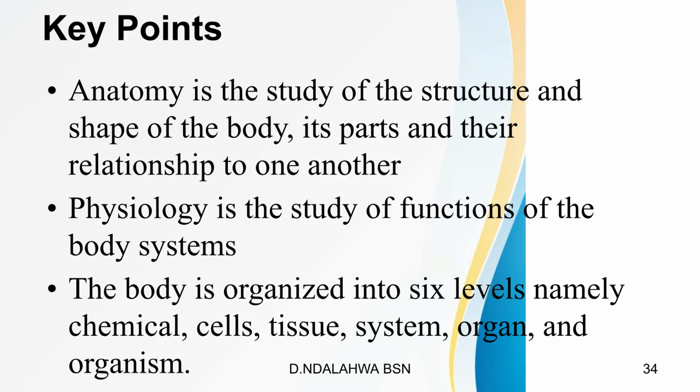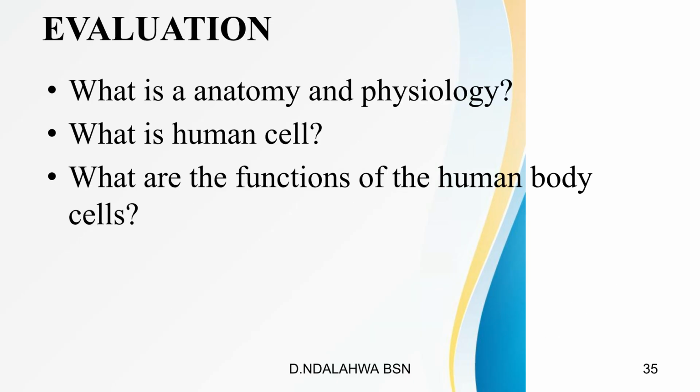In summary, anatomy is the study of the structure and shape of the body and its parts, and physiology is the study of the body system's functions. The body is organized into 6 levels: chemical, cells, tissue, organ, system, and organism. This video has covered definitions of anatomy and physiology, the concept of the human cell, and the organization of the body. Review the content to ensure you can define these concepts and functions.